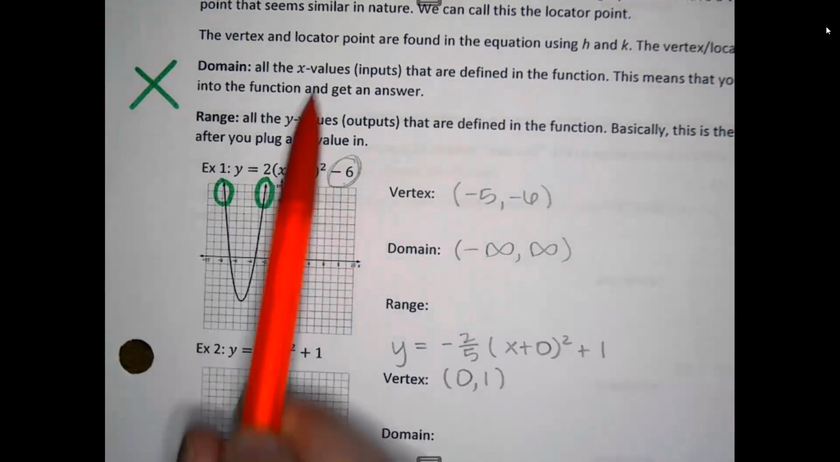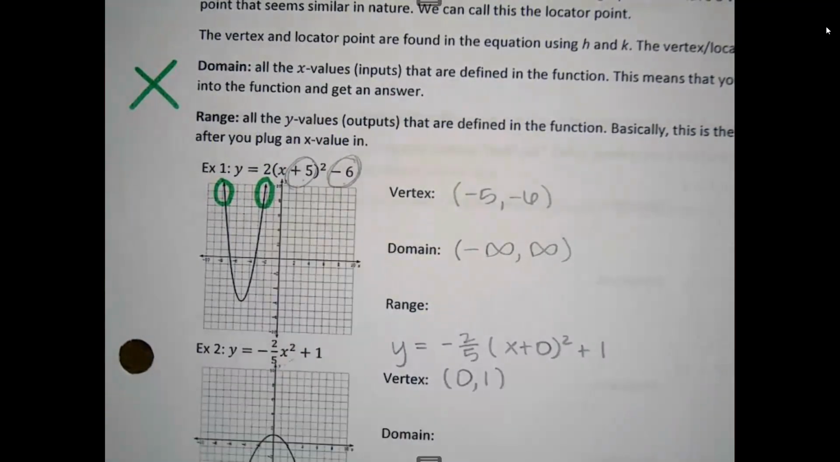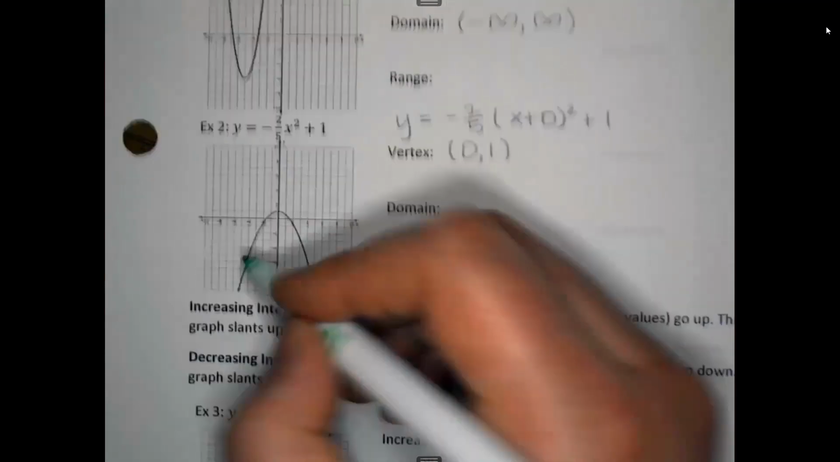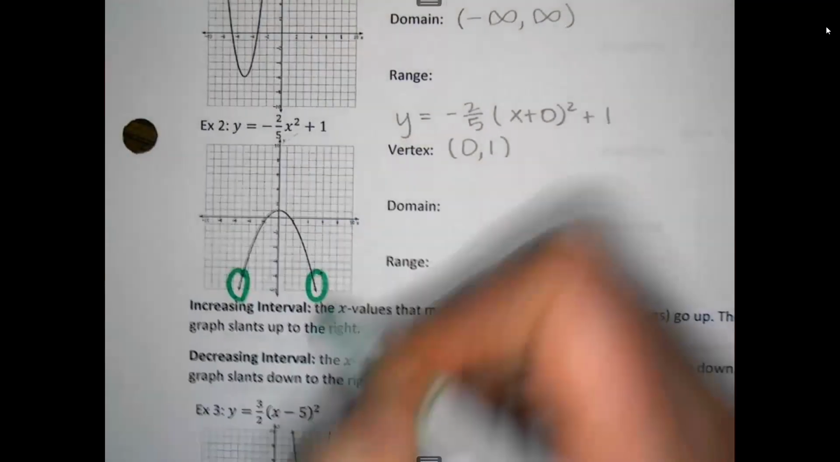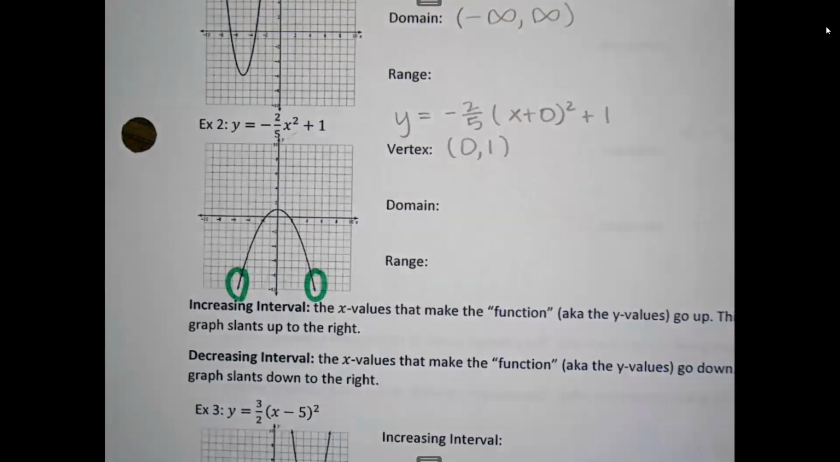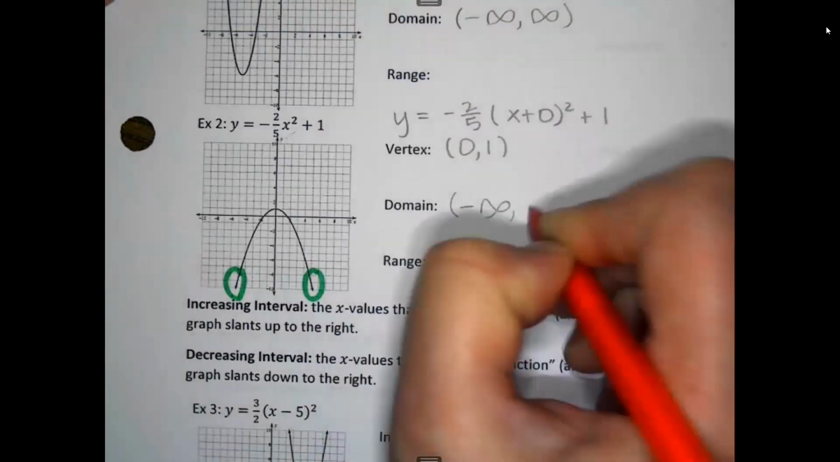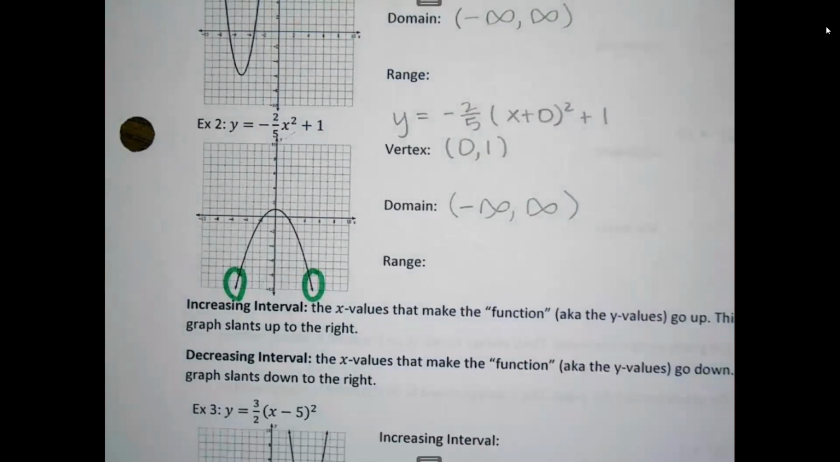So domain is all the x values in the function, left to right. Let's look at example 2. Same thing, x values again. We're going to go from the left side to the right side. What do you guys think the domain is for the other one? -infinity to +infinity. Do you guys think the domain will ever be anything different? No. Nope. So the V-shape graphs from last unit and then the U-shape graphs from this unit, they're always the same. -infinity, +infinity. So that makes them kind of boring.